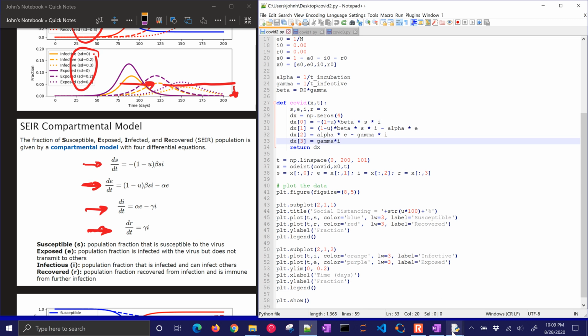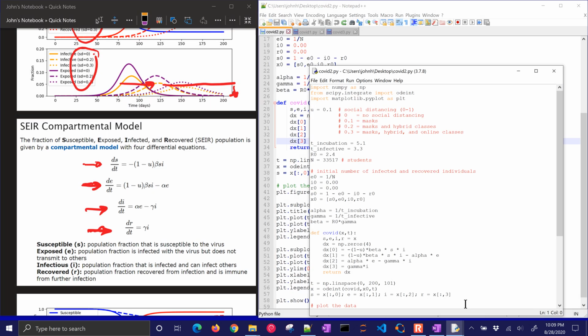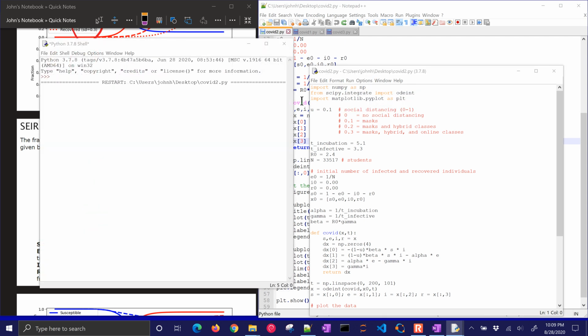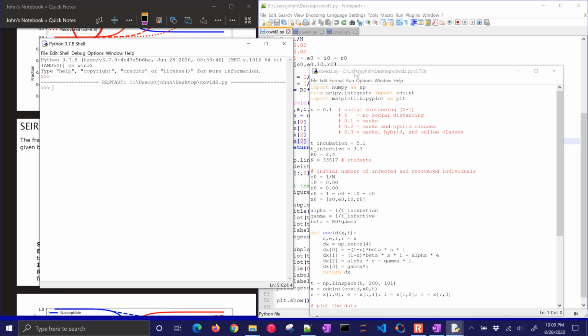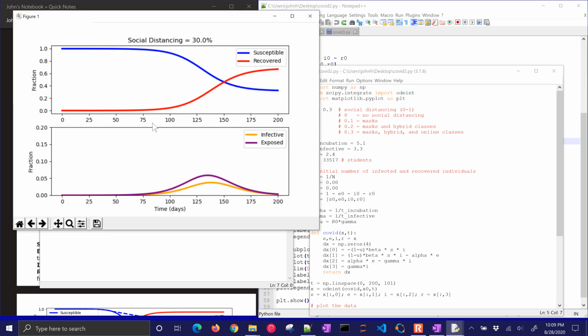Let's go ahead and run this now and just look at the solution. Okay, so it's going to integrate it, and this is social distancing. I just called that 10%. It's arbitrary, but it just shows you how this could potentially change if I put in something like 0.3. Okay, and let's go for 200 days, about two-thirds of a year.